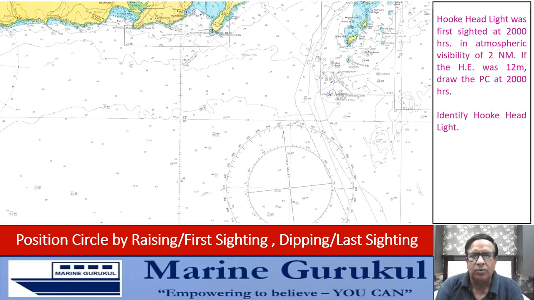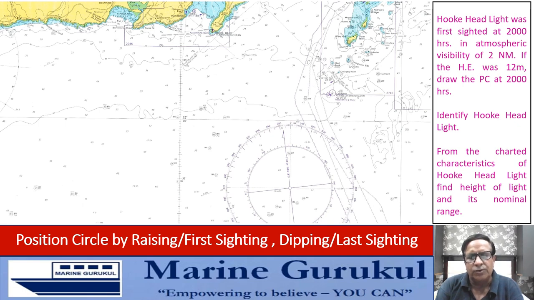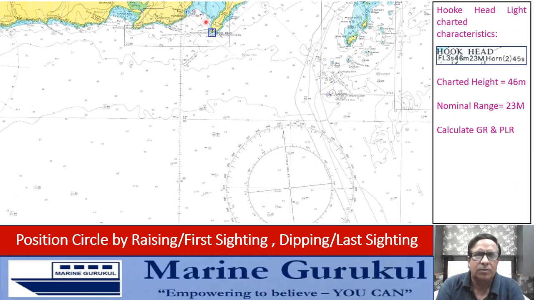Let's first identify Hook Head light on the chart, and from there we pick up its characteristics and use the information as needed. Now on the chart, here is Hook Head light. We pick up its characteristics, and the characteristics are here: flashing 3 seconds, 46 meters, that is the height, 23 capital M is the nominal range, and horn 45 seconds. So the charted height of Hook Head is 46 meters. Nominal range of Hook Head is 23 miles.